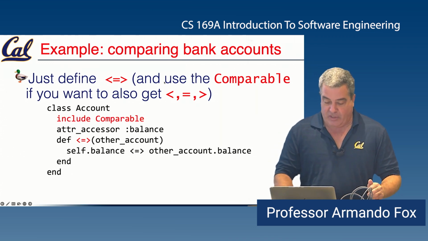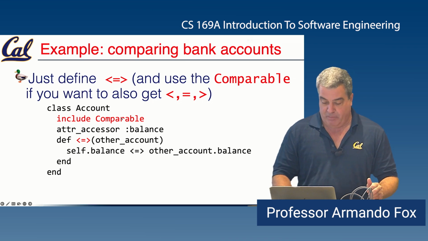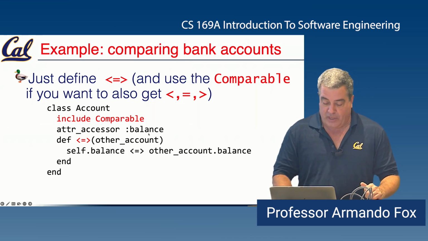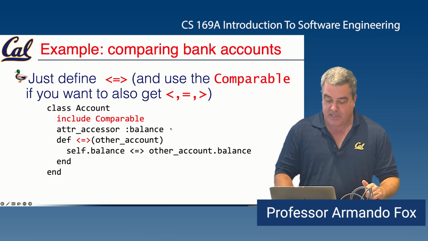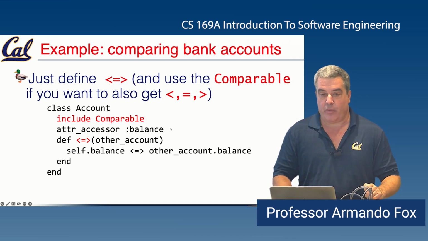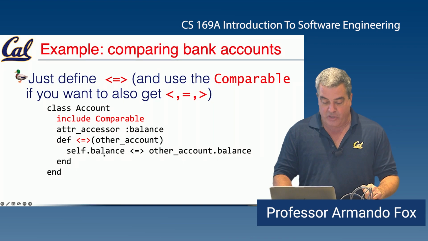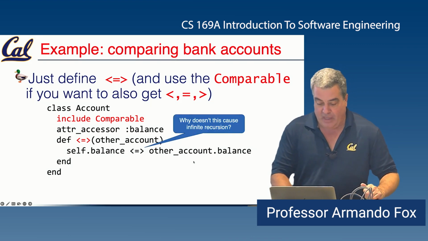So in our bank account class, we can optionally include Comparable, but if all we care about is sorting, we don't actually have to. We'll go back to doing an example showing attr_accessor, but the balance is the only thing we care about in this bank account. And now we're just going to define an instance method, spaceship operator, which means comparing yourself to the other account. All we're doing is self.balance being compared against other account's balance.